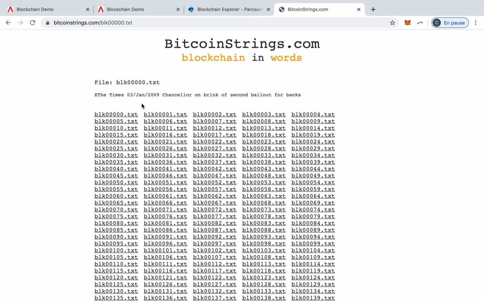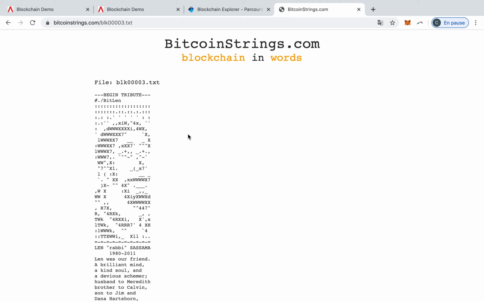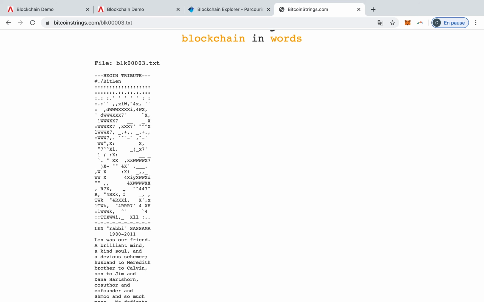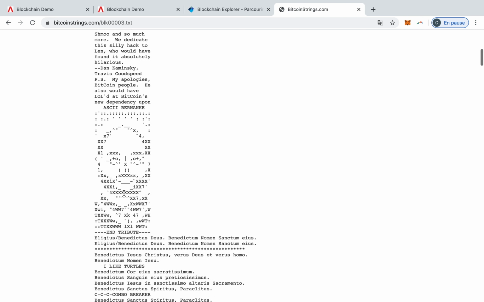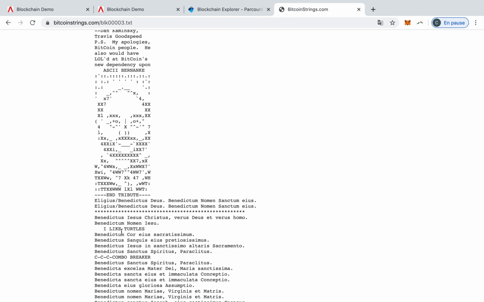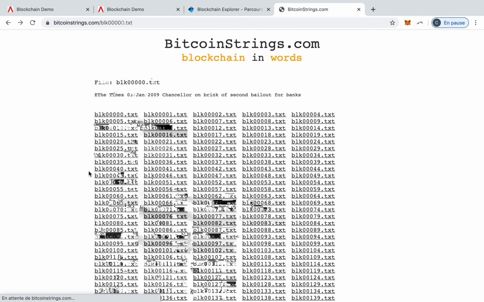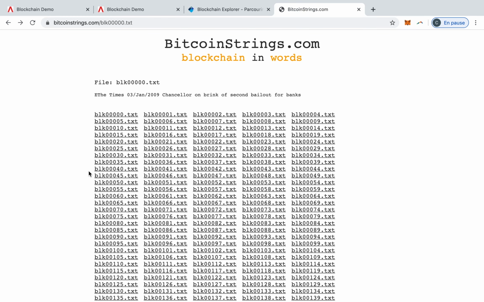And a funny fact, if you go to block 3, I remind you, each line corresponds to a transaction. For block 3, you got drawings, you got poetry, all kind of things. And look what you can see here. You can see the portrait of Ben Bernanke, the ex-boss of the Federal Reserve. So that can be funny to browse what's written or drawn into the blocks.